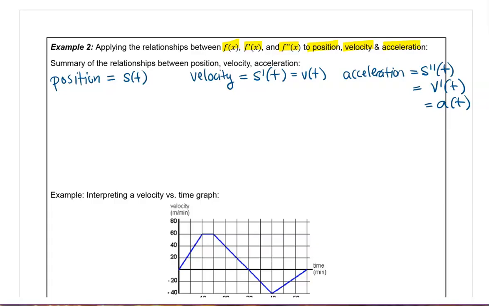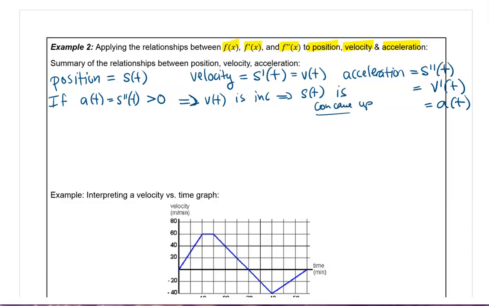So if acceleration, which is the second derivative of position, is positive, that tells me that velocity is increasing, and that tells me position is concave up. So the sign of acceleration tells me the concavity of position. If velocity is positive, that tells me the direction of position. So position would be increasing. So the sign of velocity tells the direction of position.